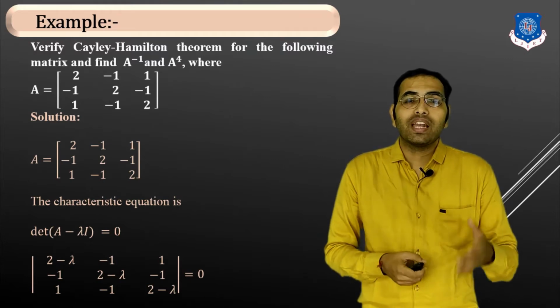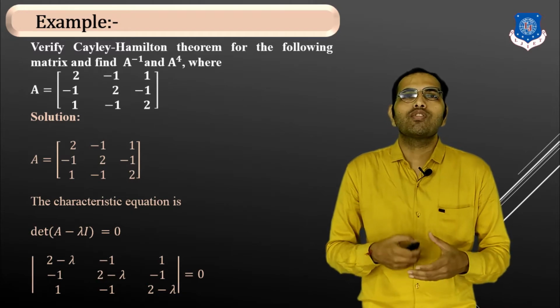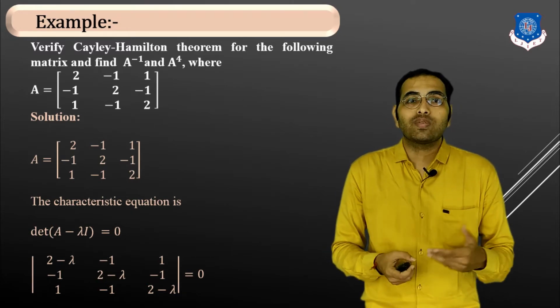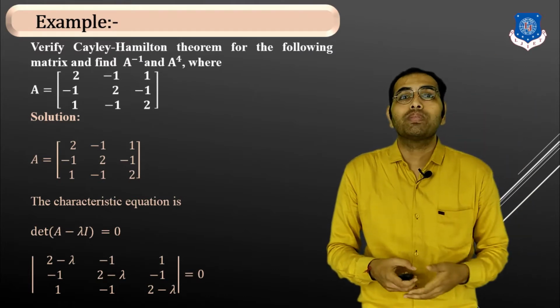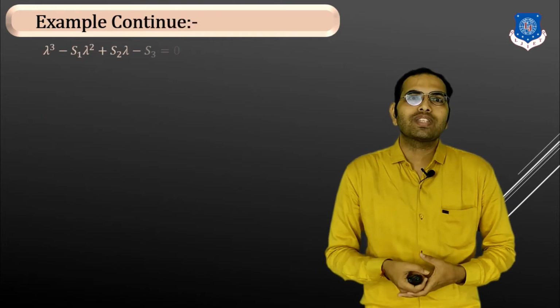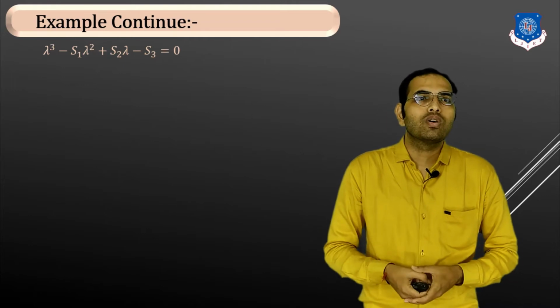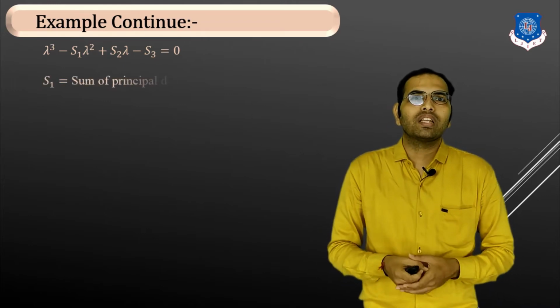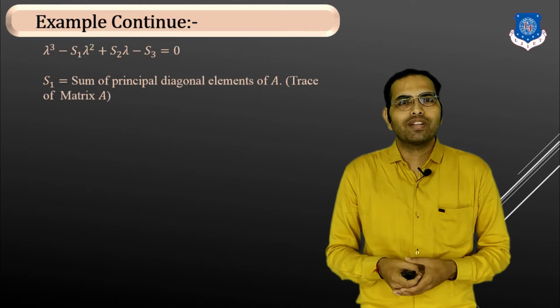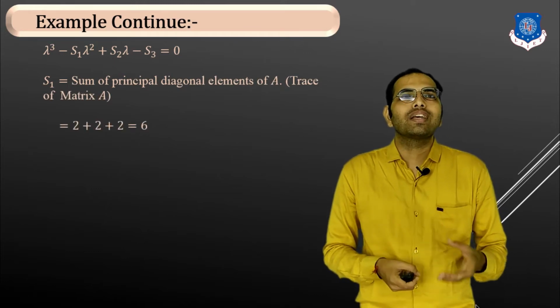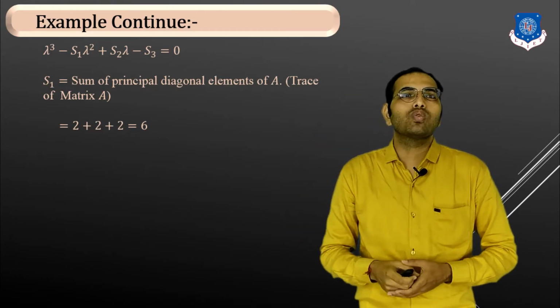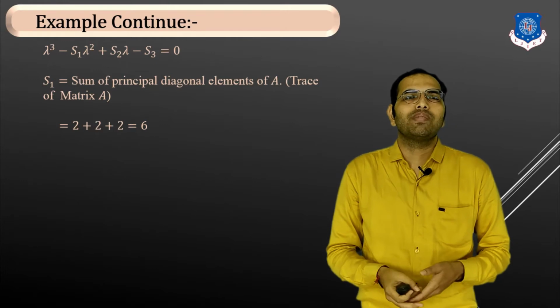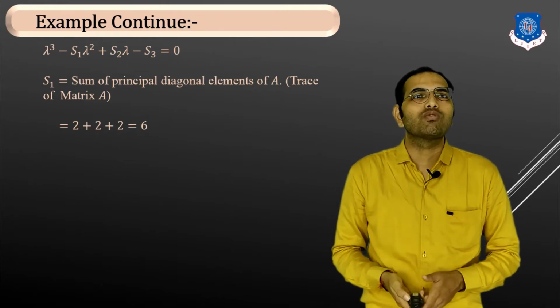Before verifying the Cayley-Hamilton theorem, firstly we have to find S1, S2, S3 and substitute them in our characteristic equation of order 3, that is lambda cube minus S1 lambda square plus S2 lambda minus S3 equal to 0. Here S1 is nothing but the sum of the principal diagonal elements of A, that is the trace of matrix A. Our diagonal elements are 2, 2, 2, and adding them, 2 plus 2 plus 2 will give you 6.